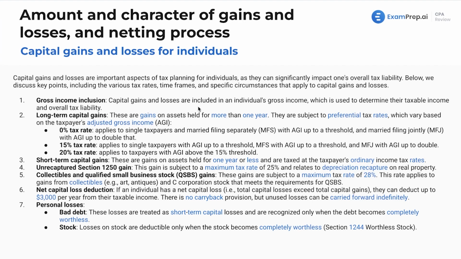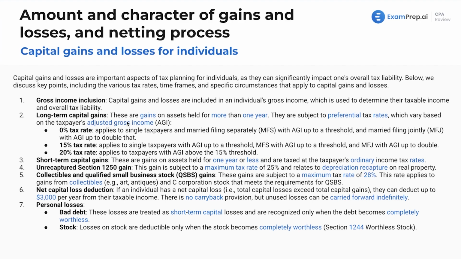Capital gains and losses are included in an individual's gross income, which is then used to determine their taxable income and overall liability. This is also why I definitely recommend being familiar with the tax forms, specifically in this case, the 1040. You get to see which items eventually flow into AGI and overall taxable income.